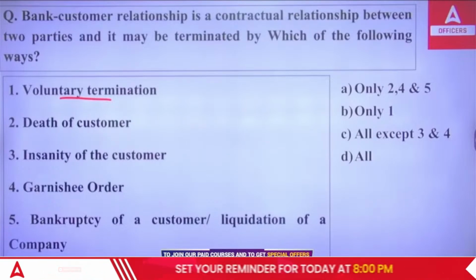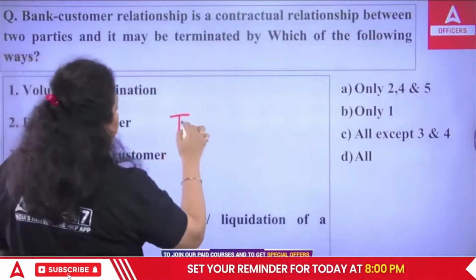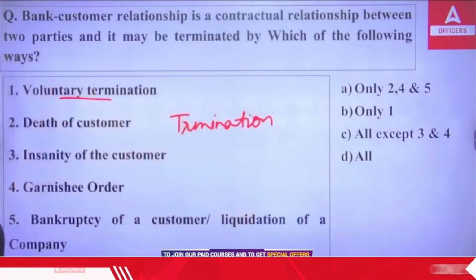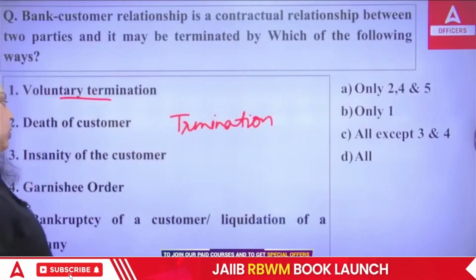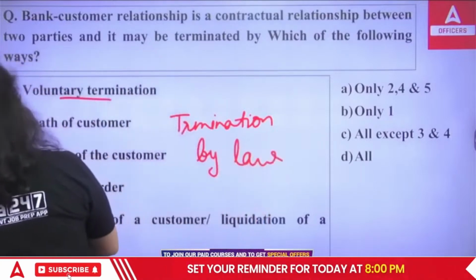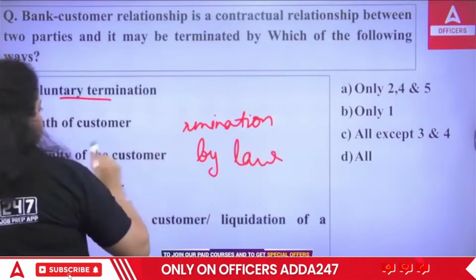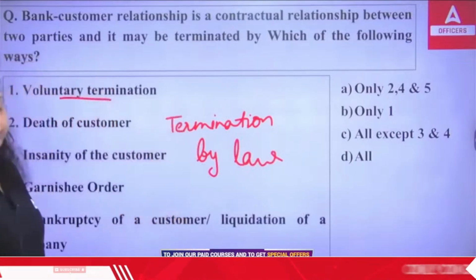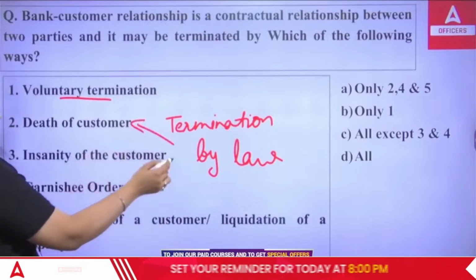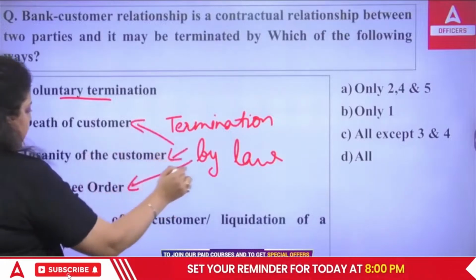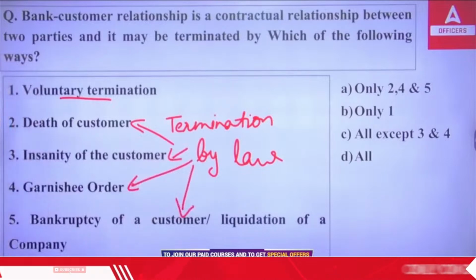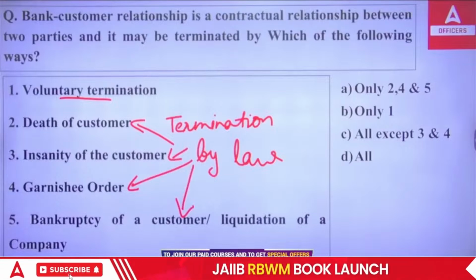Okay. Now, apart from that, the second way is termination of this contractual relationship between a banker and customer. The termination will be done by law. Okay, and termination, if done by law, it will be done in case of death of customer, in case of insanity of the customer, in case of garnish order, in case of bankruptcy of a customer, and liquidation of a company. All these will be the part of termination by law.